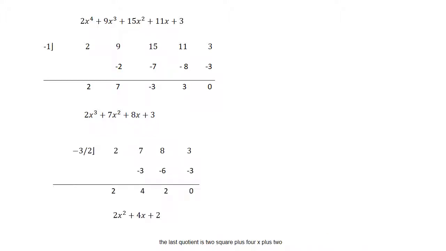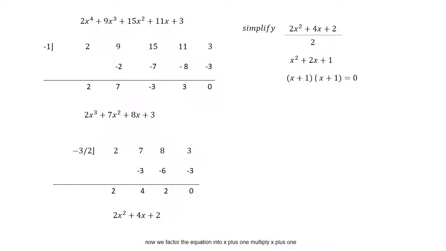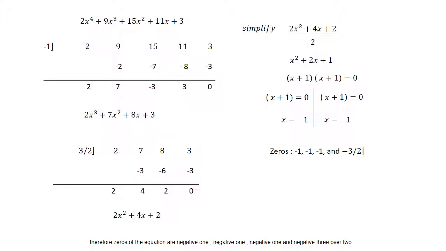The last quotient is 2x squared plus 4x plus 2. We can simplify the equation by dividing the expression by 2. The simplified form of the expression is x squared plus 2x plus 1. Now we factor the equation into x plus 1 multiplied by x plus 1. Apply the zero product property to each factor. Then the value of x is negative 1, and the other is also negative 1. Therefore, the zeros of the equation are negative 1, negative 1, negative 1, and negative 3 over 2.